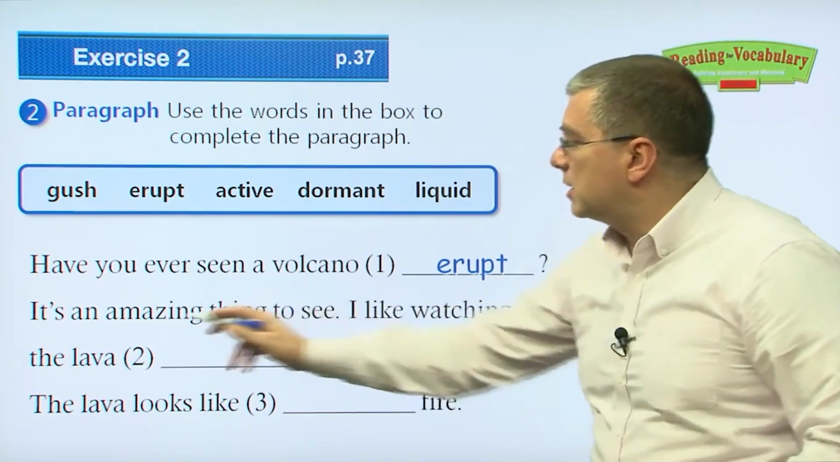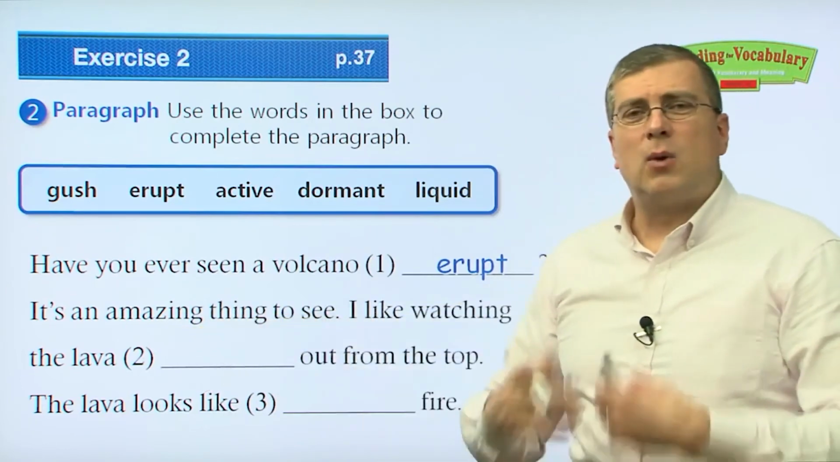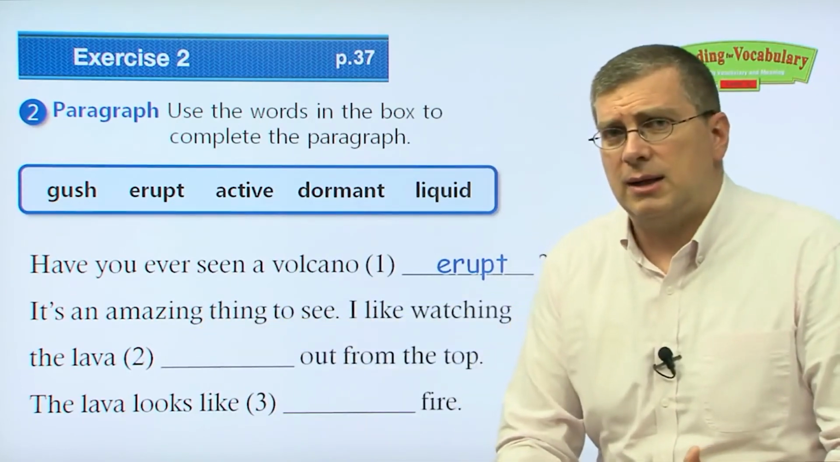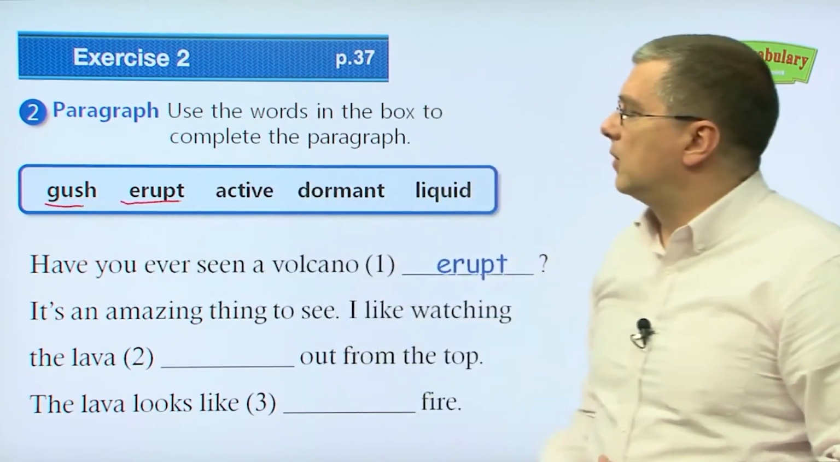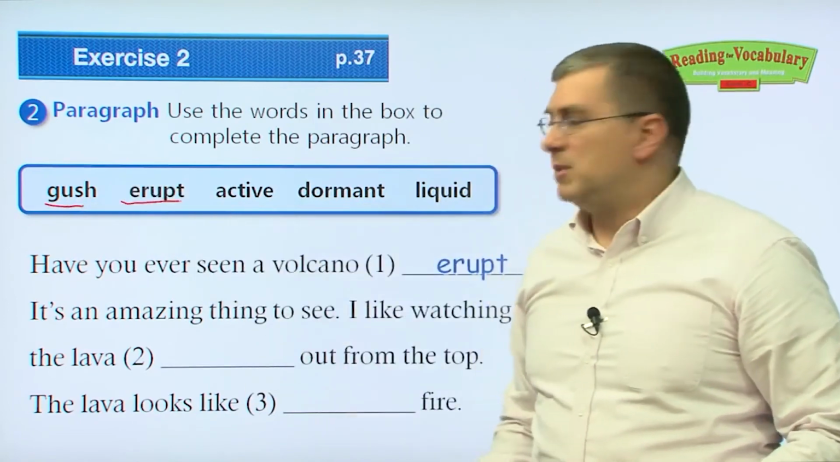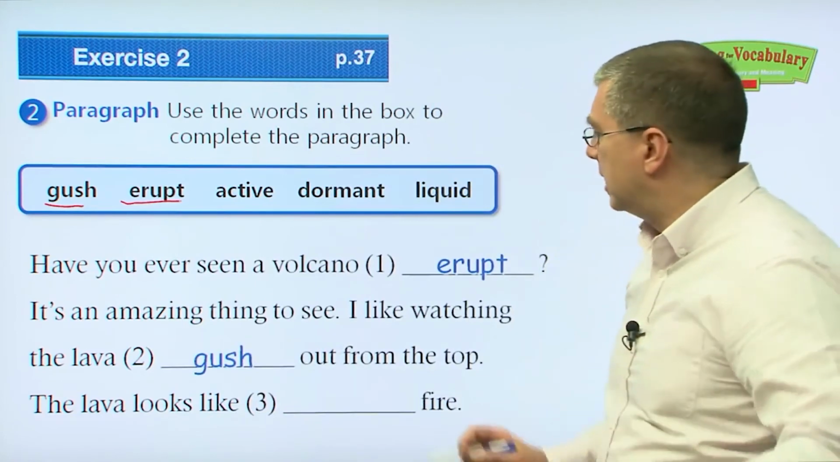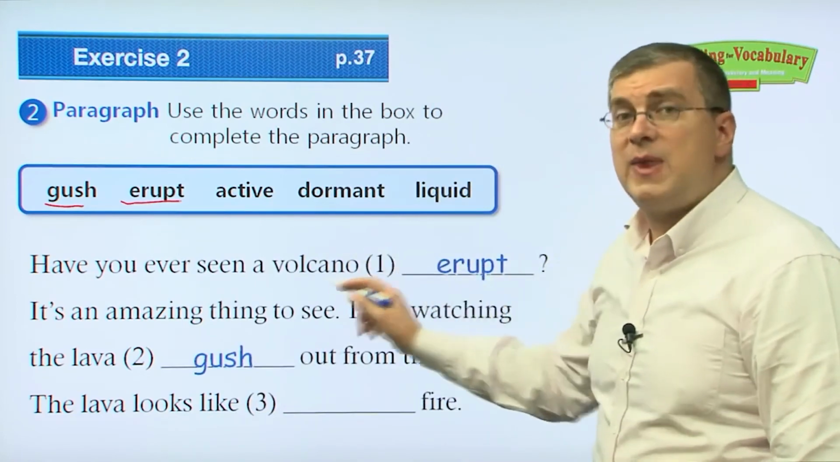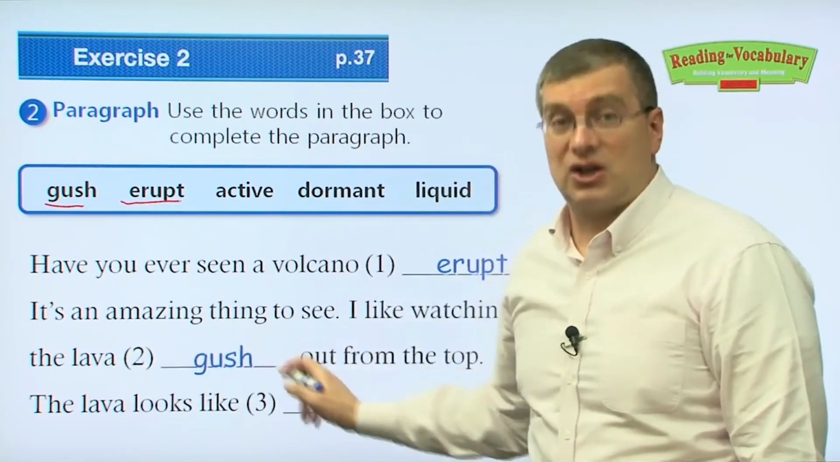I like watching the lava blank out from the top. So the lava, what does the lava do, right? We have 2 verbs here, right? I said we have 2 verbs. Gush and erupt are both verbs. We used erupt. We need another verb here. It's going to be gush, right? Now that's interesting. Think about this for a minute. Volcanoes don't gush, they erupt. Lava doesn't erupt, it gushes.